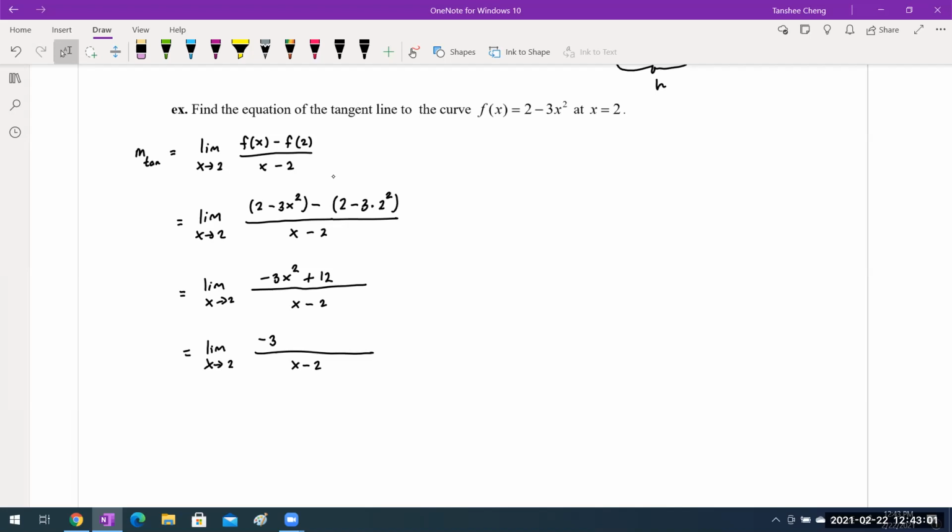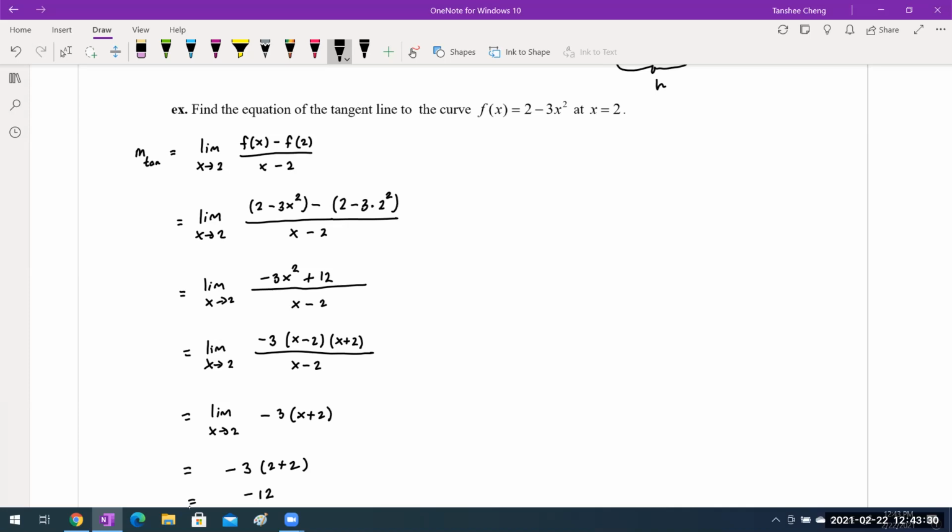You factor negative 3 out, so it will be x squared minus 4. So this is a difference of squares, so x minus 2 and then x plus 2. Now, when we simplify this, that will become the limit as x approaches 2 of negative 3 times x plus 2. Now we can use direct substitution, which will become negative 3 times 2 plus 2. That will give us negative 12.